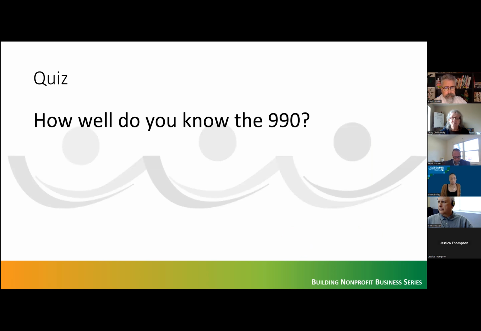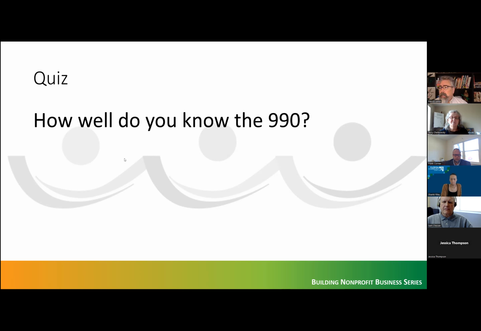So we're going to start with a quiz. Terry, if you could bring up the first question. So the first question is, what is the main purpose of the Form 990? Is it to apply for your nonprofit status, to report executive salaries only, provide the public with financial information about a nonprofit, or to register the nonprofit's name?